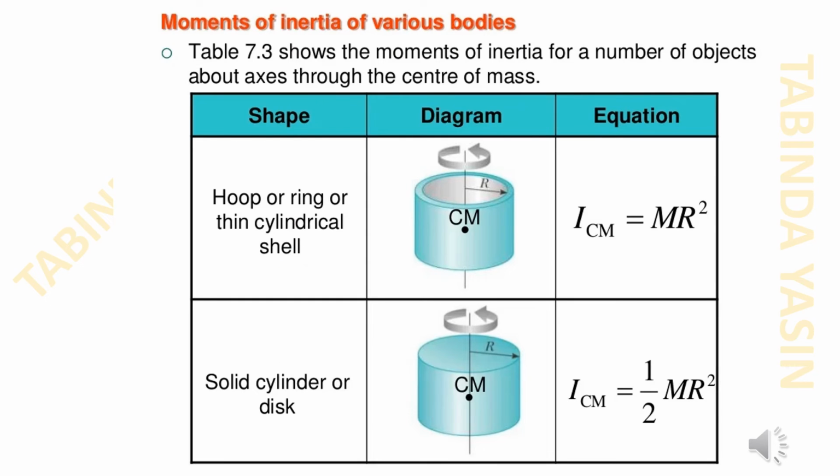The moment of inertia for various bodies is also shown in the figure. The first is the hoop or ring and the thin cylindrical shell. You can see in the diagram the inertia for that is ICM equal to M R square. For the solid cylinder or disc, you can see below that the inertia is ICM equal to 1 over 2 M R square.